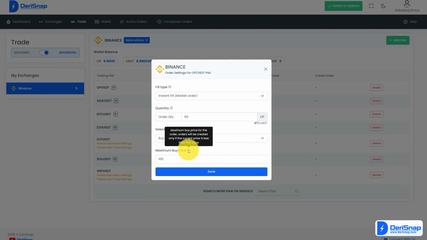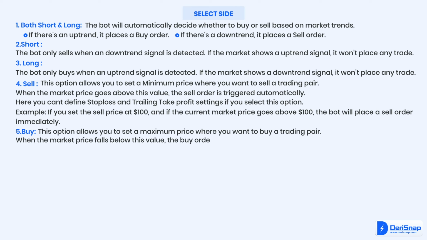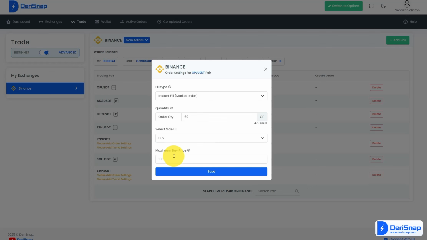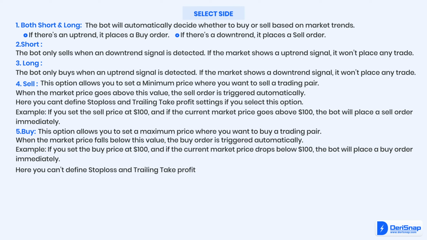Buy. This option allows you to set a maximum price where you want to buy a trading pair. When the market price falls below this value, the buy order is triggered automatically. Example. If you set the buy price at 100, and if the current market price drops below 100, the bot will place a buy order immediately. Here you cannot define stop loss and trailing take profit settings if you select this option.